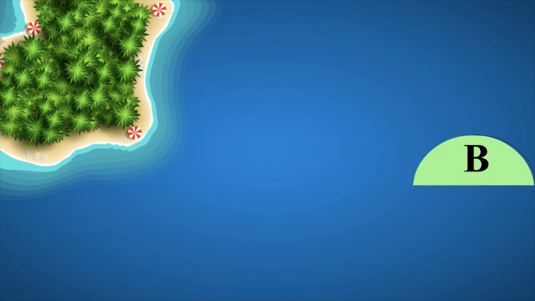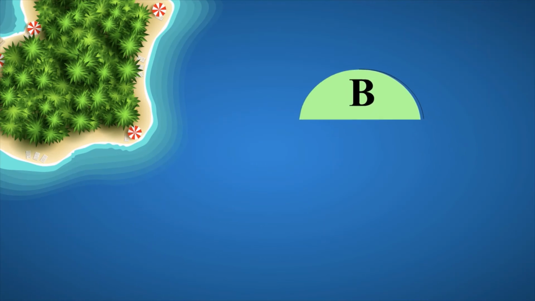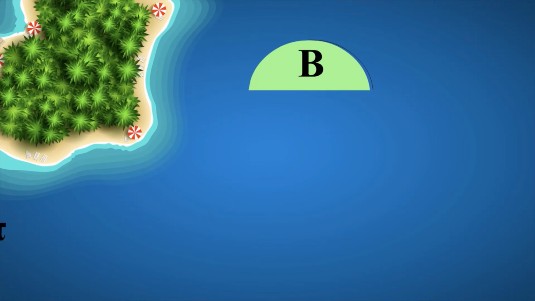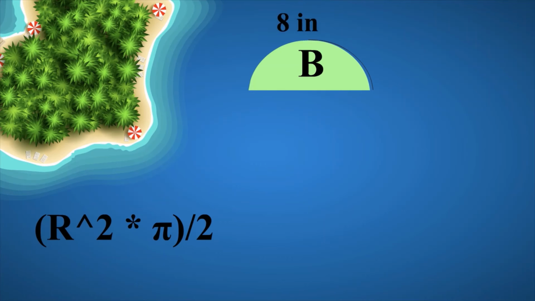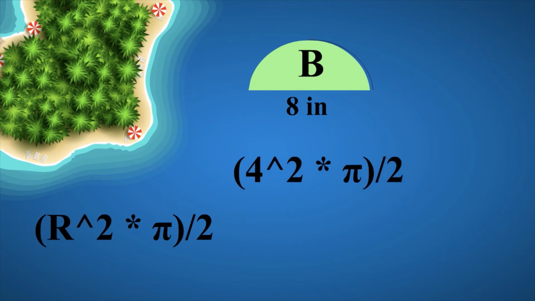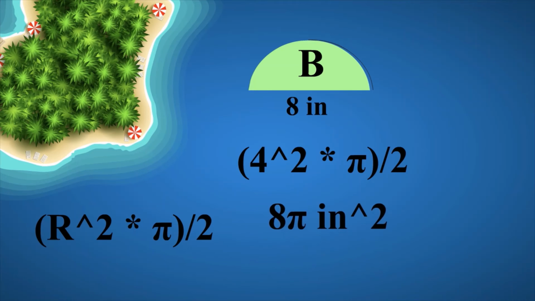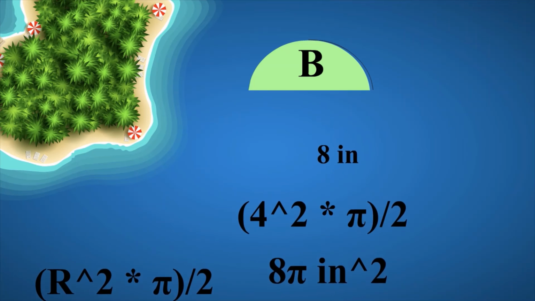So the formula for our half circle is the radius squared times pi, and all of that has to be divided by 2. So we know the diameter is 8, so the radius is 4, multiply 4 times 4 is 16 times pi, we divide that by 2 to get 8 pi inches squared.